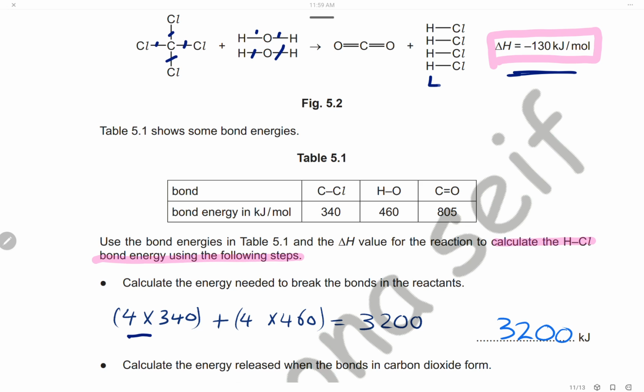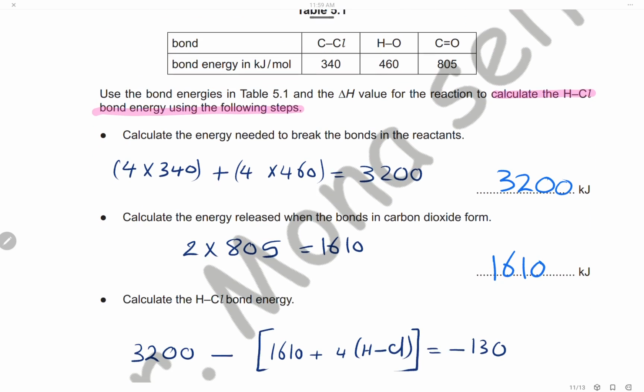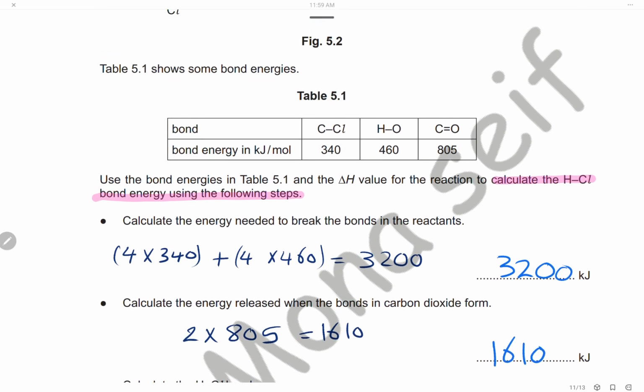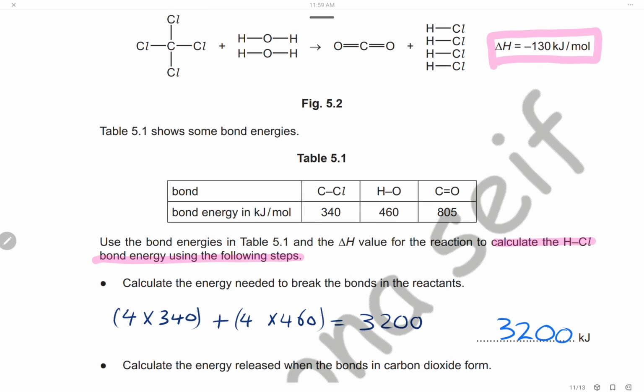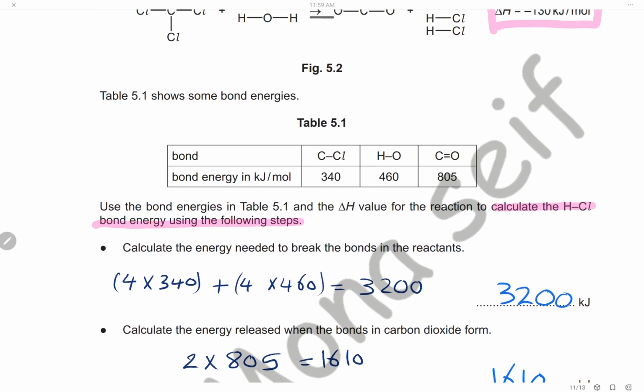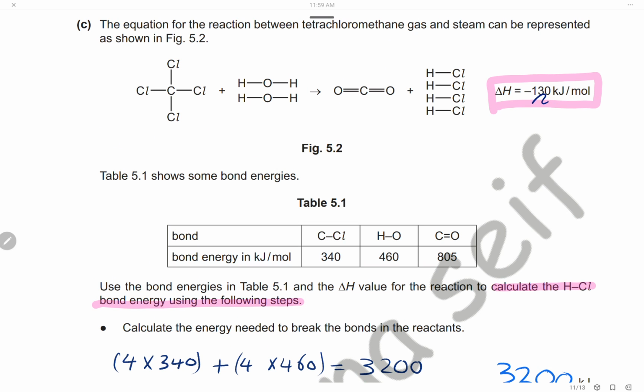We don't know the bond energy between hydrogen and chloride, so this is unknown. We only have the bond energy of the carbon double bond oxygen, which is 805. So the energy released when the bonds in carbon dioxide are formed, we have two carbon oxygen double bonds, so we will multiply 805 by 2. It is 1610.